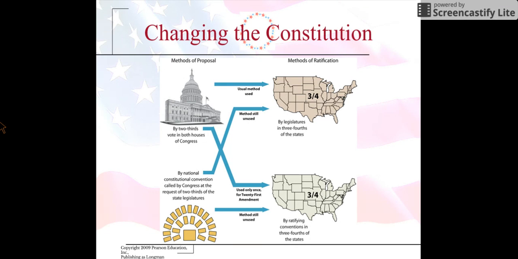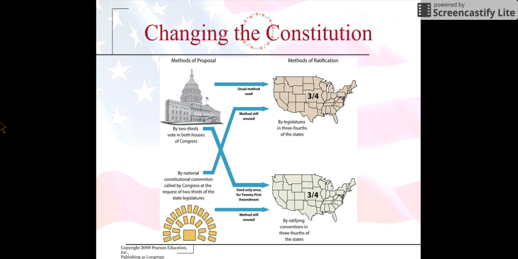The other way, though, has been used once. You can see there, the 21st Amendment. That's the amendment that overturned prohibition, essentially. The other way that happens is three-fourths of the states have ratifying conventions, and then people vote at the ratifying conventions. And like I said, that's only been used once.